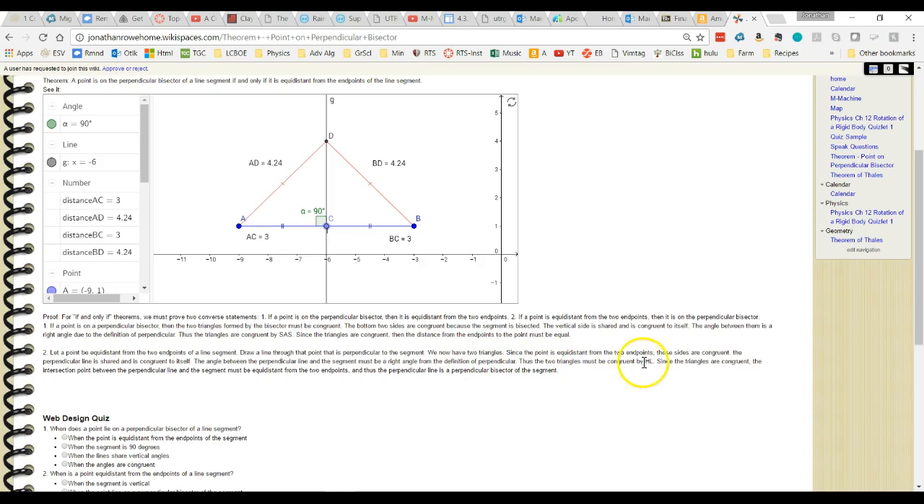Thus, the two triangles must be congruent by the hypotenuse leg theorem. Since the triangles are congruent, then the intersection point between the perpendicular line and the segment must be equidistant from the two endpoints. And thus, the perpendicular line has got to be a perpendicular bisector of the segment. We've gone both ways now. So here is the final statement of the theorem. A point is on the perpendicular bisector of a line segment if and only if it is equidistant from the endpoints of that line segment.